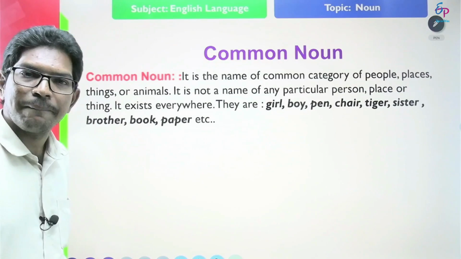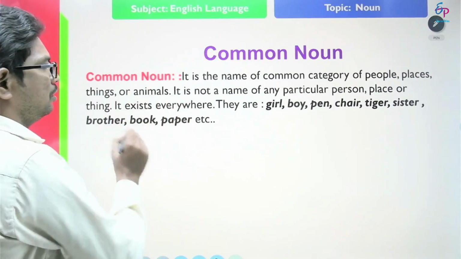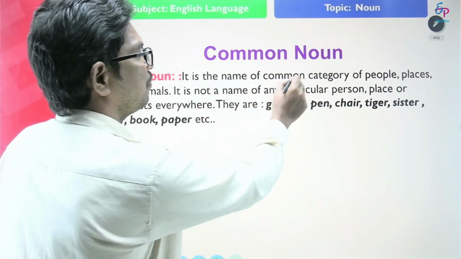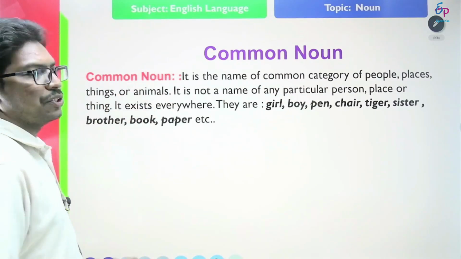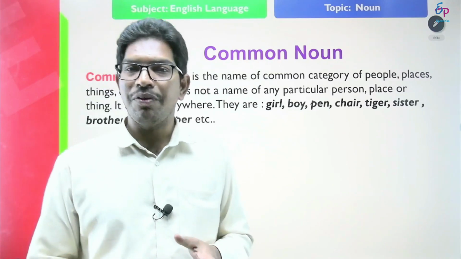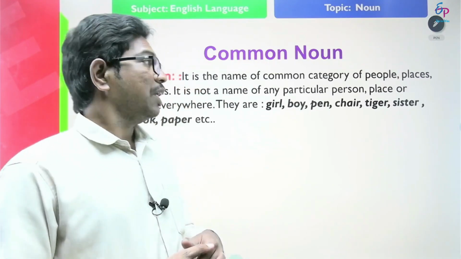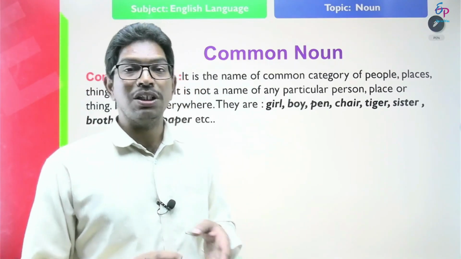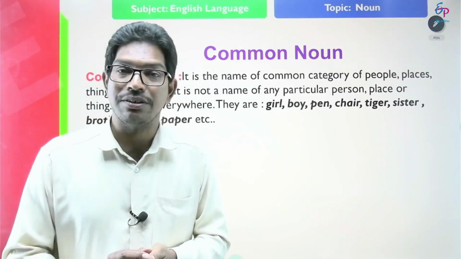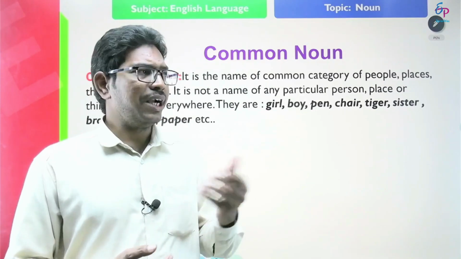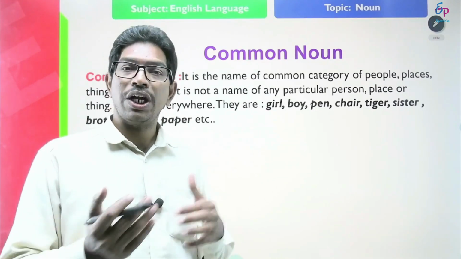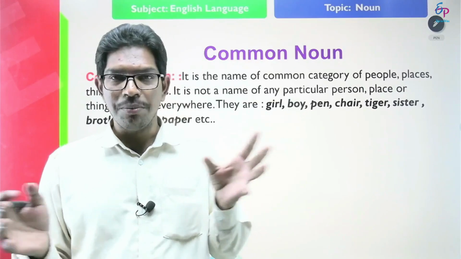What is a common noun? It is the name of a common category of people, places, things, animals, etc. It is a general name of a person, place, thing, etc. Because it is found anywhere. It is not a particular name of a person or thing. That means everywhere we find common nouns. Board, chair, car, girl, boy. These are all common nouns.